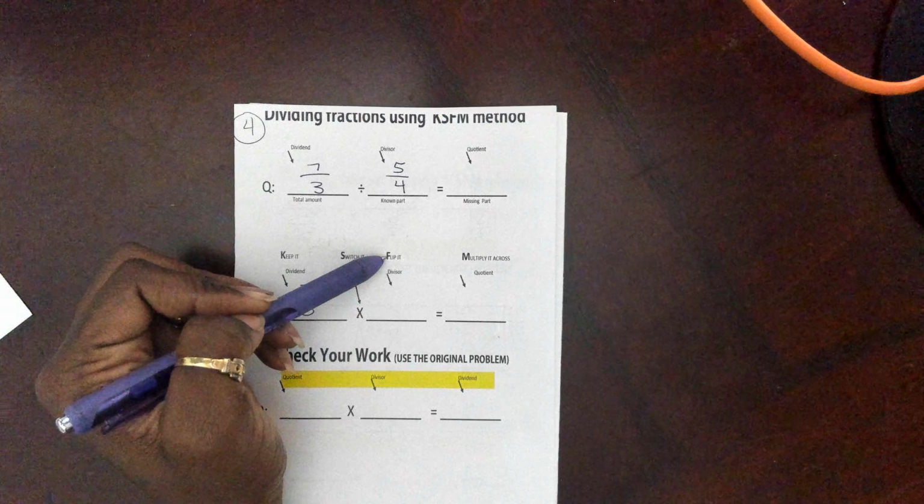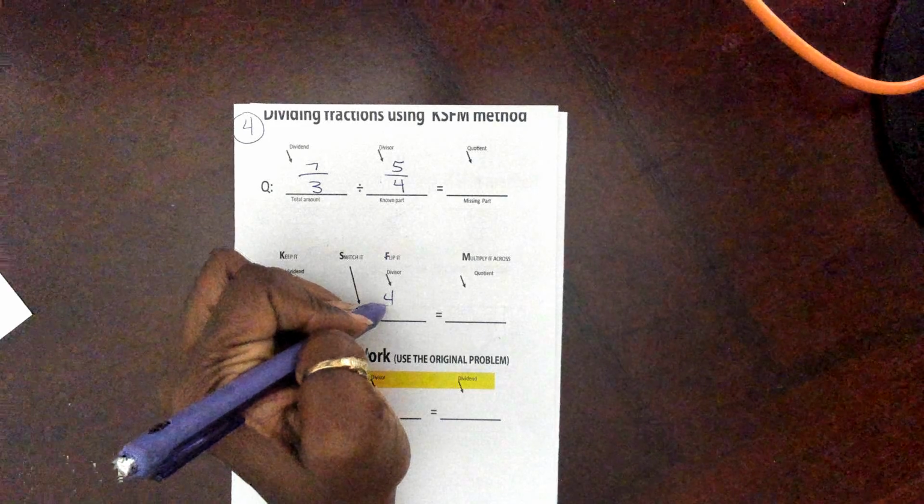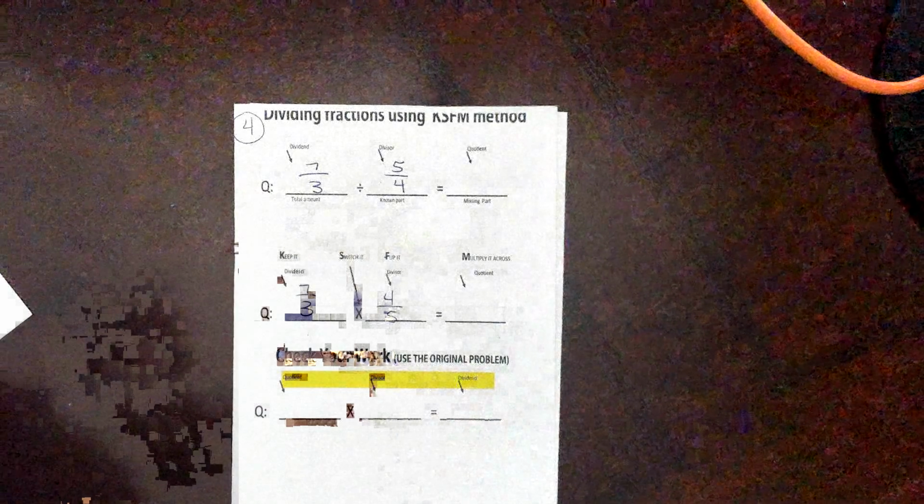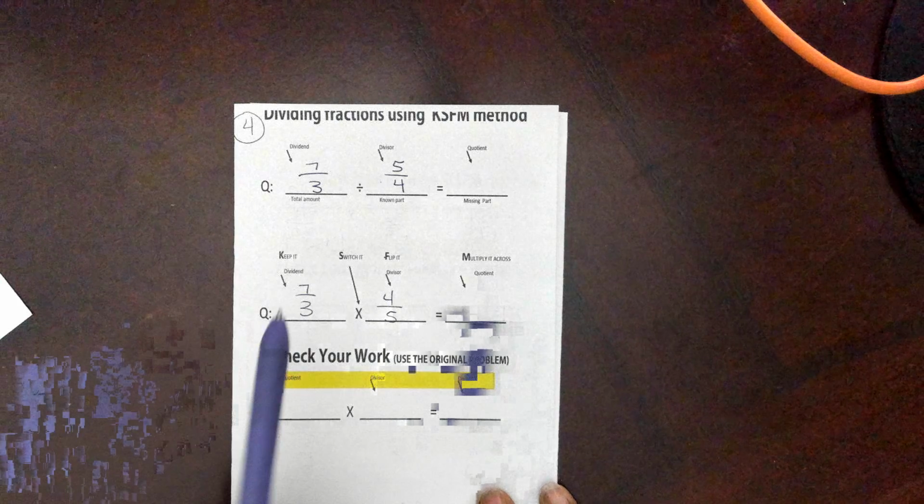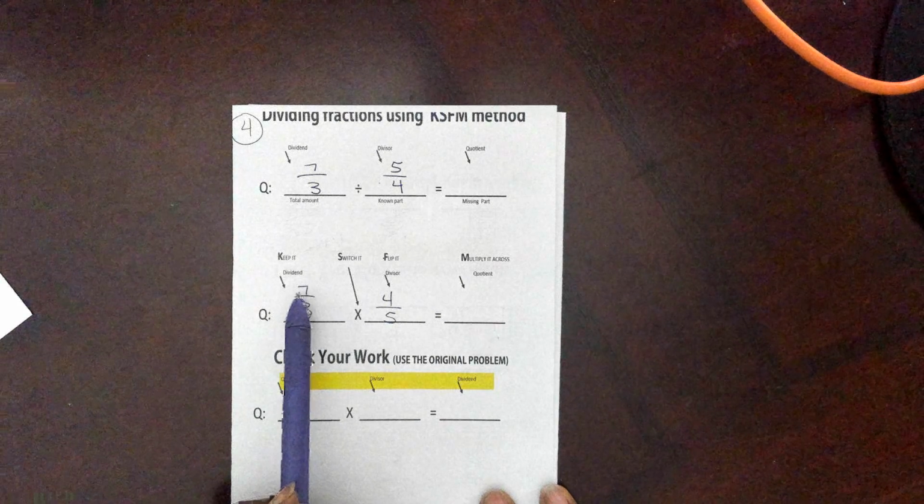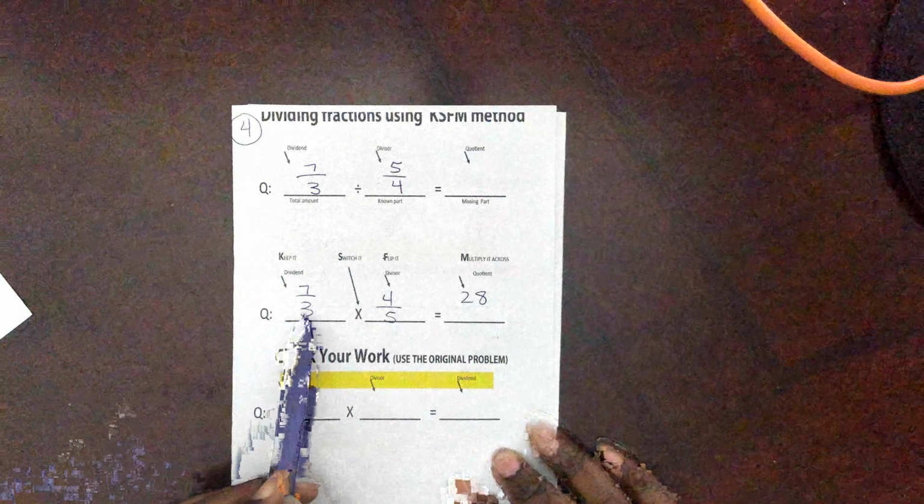Next, we are going to flip our divisor. So we're going to flip it around. So we're going to have our 4 on the top, or in the numerator, and our 5 will now be in the denominator. And finally, we are going to multiply it straight across. So we should have 7 times 4 gives me 28. I also have 5 times 3, which gives me 15.